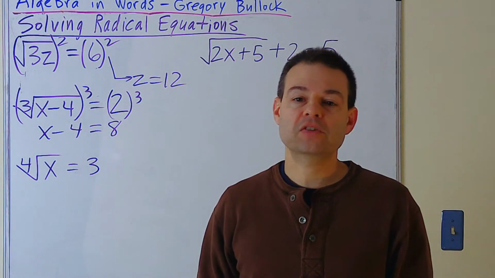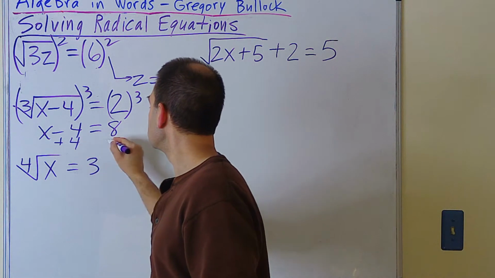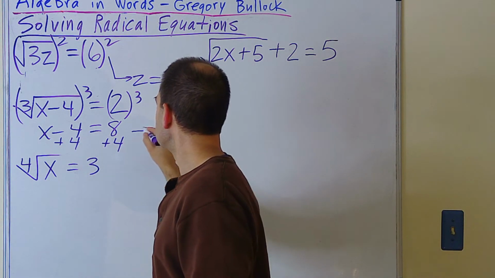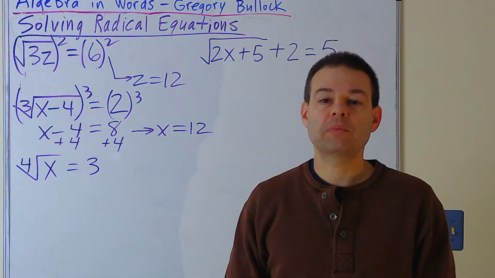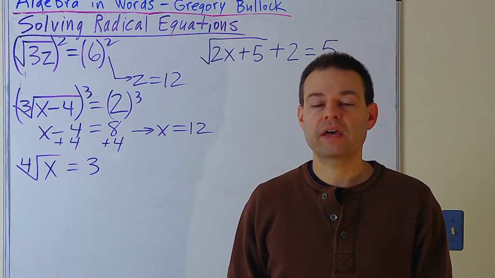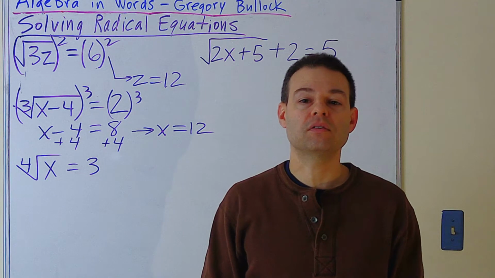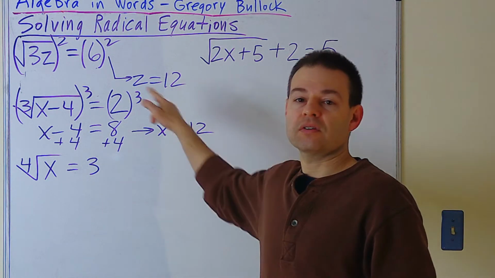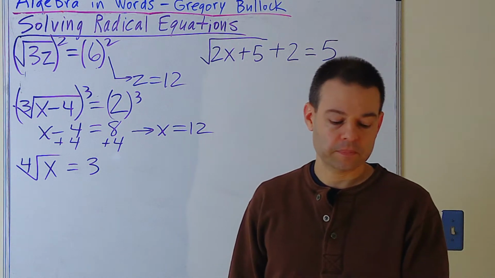Now we're going to solve for x by just adding 4 to both sides. And in this problem, also coincidentally as the last one, x equals 12. And again, remember to check that by taking your answer and substituting it back into the original, simplifying, and testing.